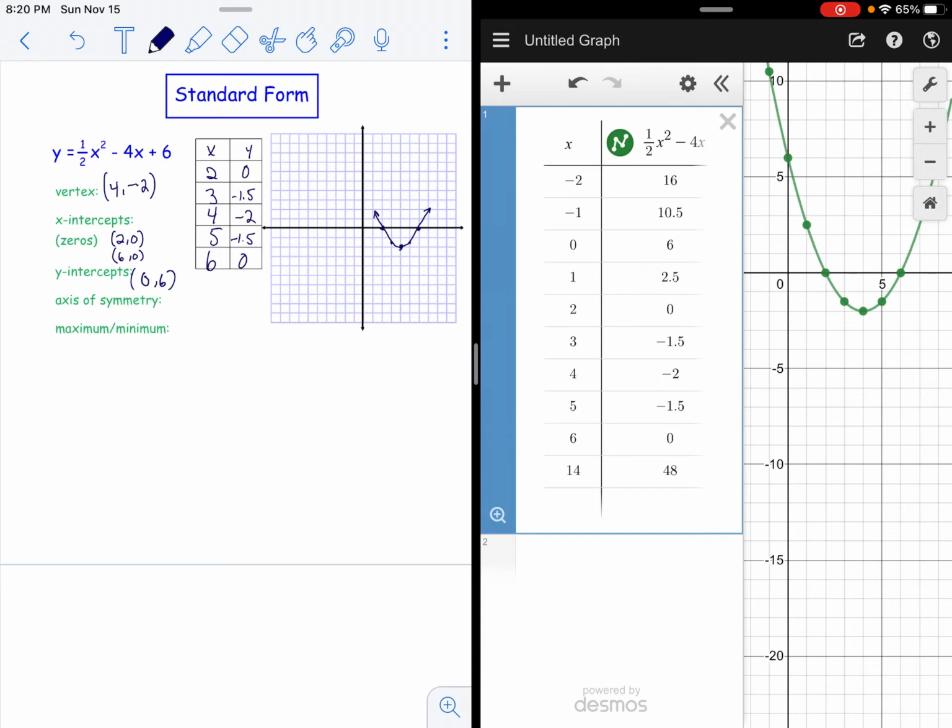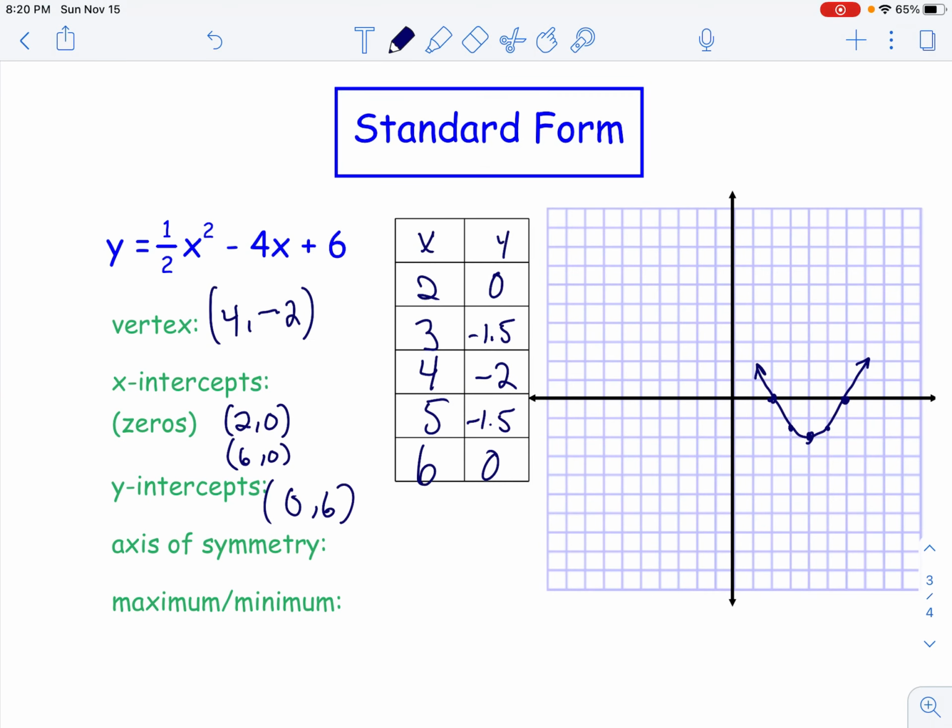All right, our axis of symmetry is going to be right through the vertex. And so that's going to be at x equals 4. And then this one has a minimum as well. And that minimum is at y equals negative 2.